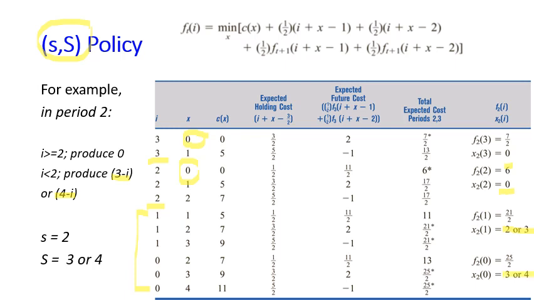In this case, the small s is 2, the boundary of inventory at which we don't need to produce anything. And then the big S equals 3 or 4 in this case. It tells us the amount that we still need to produce, like 3 minus I, given that the beginning inventory is I. Okay, so that's the end of this video.